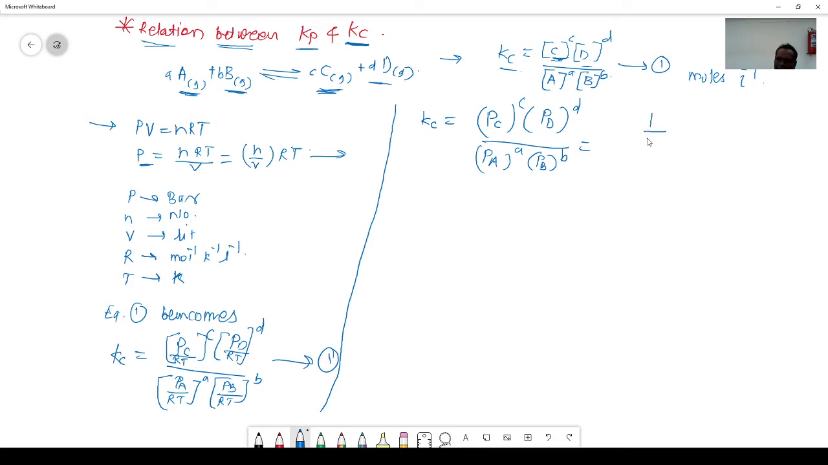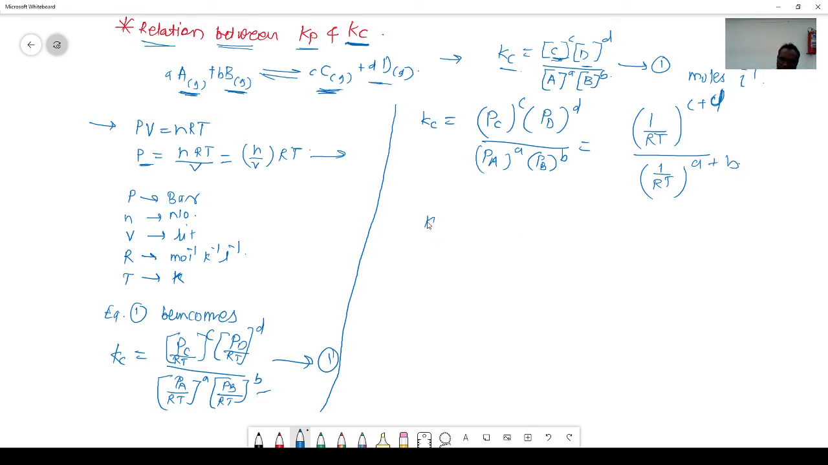It is 1 divided by RT; we are rearranging that equation again. 1 divided by RT raised to the power C plus D, because if we divide by 1 bar, this Pc will become 1 and this Pd will become 1. Therefore 1 divided by RT, 1 divided by RT. Therefore this equation becomes 1 divided by RT raised to A plus B.